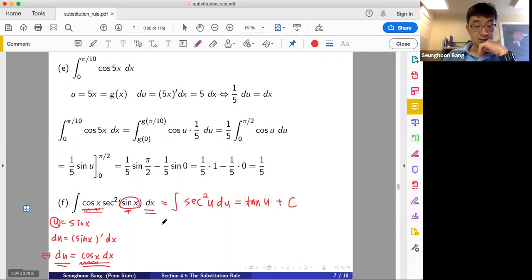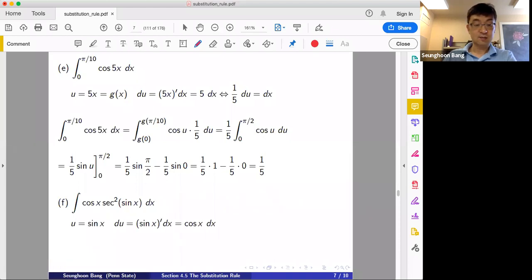So this is not final. We can plug in u, which is sine of x. Tangent of sine of x plus c. That's it. This is the final answer of this problem.